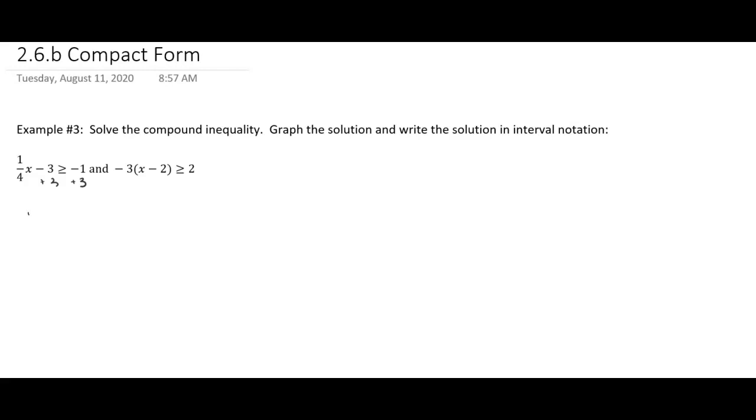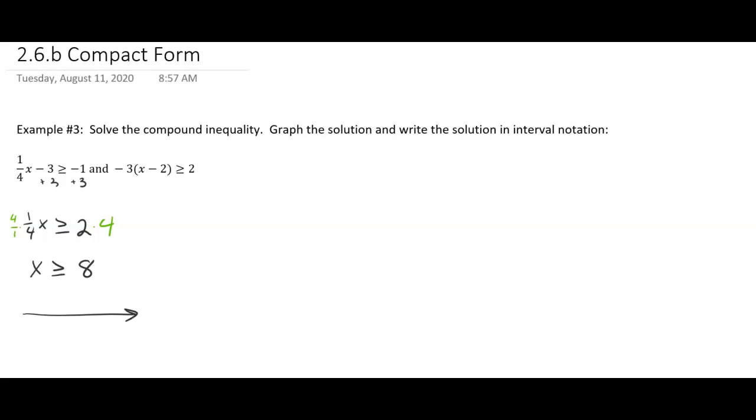I get 1/4 x is greater than or equal to 2, because negative 1 plus 3 is 2. And I want to get rid of that 1/4. So I can think of either multiplying by the reciprocal if it's a fraction, or you could just multiply by 4. That would be fine too. But I'm going to do that to both sides. It's a positive 4, so I get x is greater than or equal to 8.